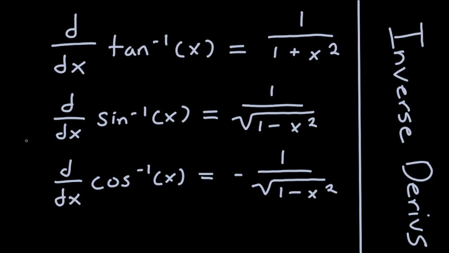I'm going to be explaining general inverse derivatives. So, starting off, we have the main three: tan inverse, sine inverse, and cosine inverse. We can see that sine inverse and cosine inverse are just a difference of a negative for the cosine. So, let's get straight into applying some of these.